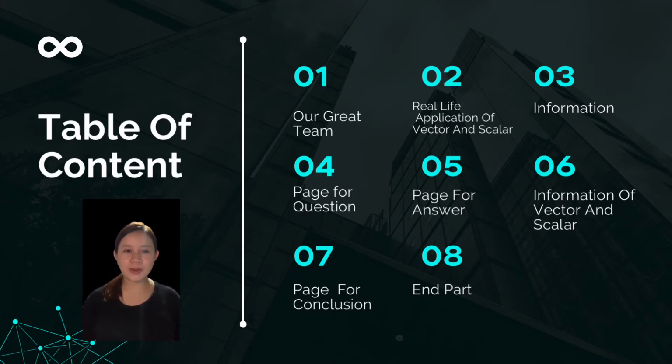Alright, let's start from the table of contents. The table of contents has combined: 01, our grid theme; 02, real life application of vector and scalar; 03, information; 04, page of question; 05, page of answer or solution; 06, information of vector and scalar; 07, page for conclusion; and the last one is 08, the ending of the part. Our table of contents has 8 contents or 8 pages. Let's start from our grid themes.